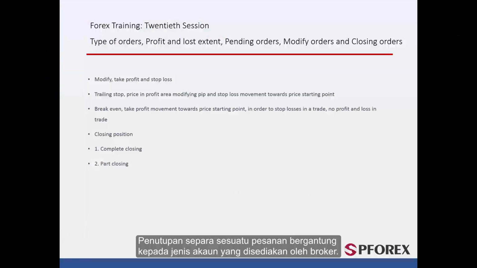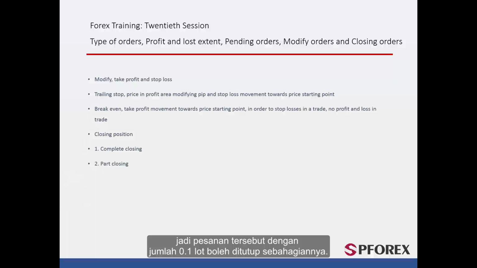Partial closure of an order depends on the type of account provided by a broker. For instance, the volume provided by FX Pro on each order is 0.1 lot, so a trader cannot reduce the volume to less than 0.1 lot. However, ICM brokers provide order volumes with 0.01 lot, so orders with 0.1 lot volume can be partially closed.